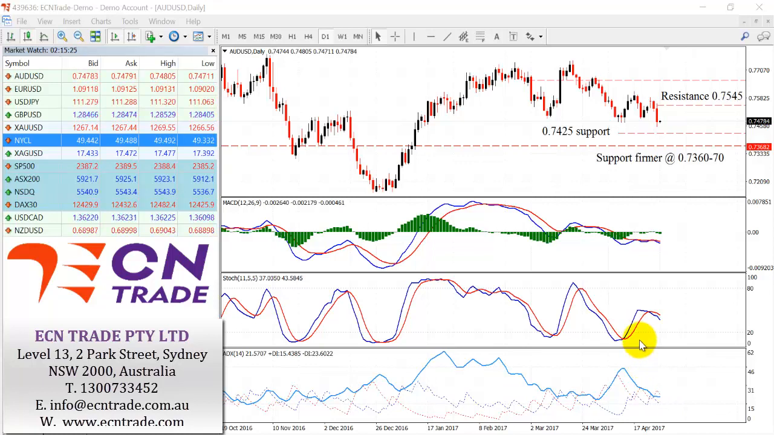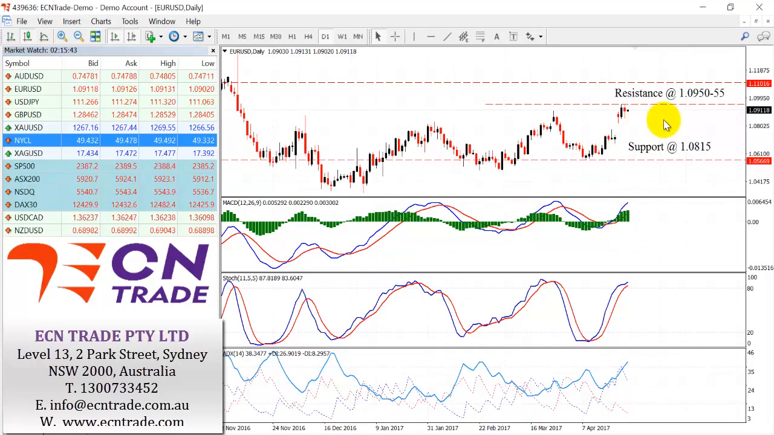With the risk events in the next 24 hours, we could see Reserve Bank Governor Phil Lowe's comments weaken the currency further and could see a move towards 73.60 to 70. Any advances on the day sees resistance around 75.05 to 75.45.